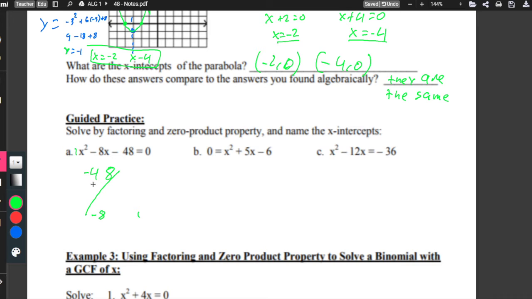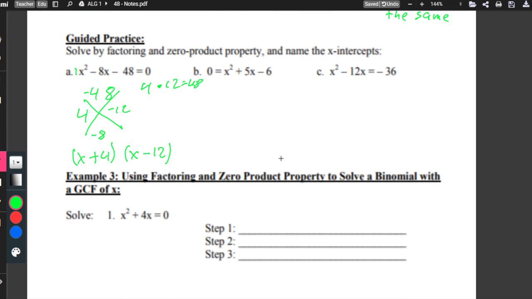Negative 48. So we'll have a negative 12 and a positive 4. The reason we found that is factors of 48: 4 times 12 equals 48. So we'll have x plus 4, x minus 12. And when we set them equal to 0 and solve them, we'll get x equals negative 4 and positive 12.